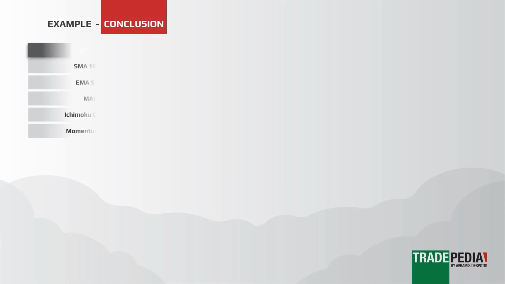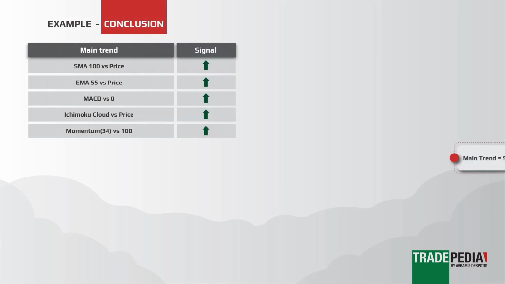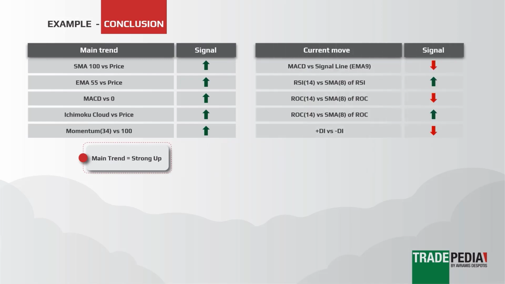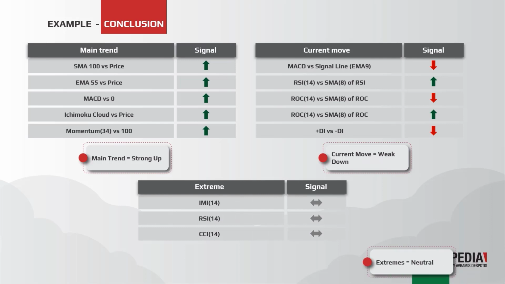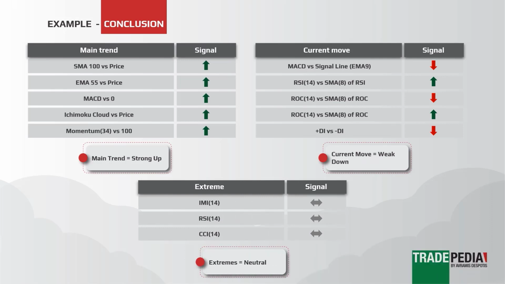Putting together the various aspects of our analysis for the given security, we conclude that the main trend direction is strong up, since all of the 5 main trend indicators are reflecting bullish signals. With regards to the current move, or the direction of the last price wave, we conclude that it is weak down, since only 3 out of the 5 indicators are reflecting bearish signals. And for market extremes, we conclude that the price is in a neutral state, not oversold nor overbought, and can therefore move smoothly in any direction.